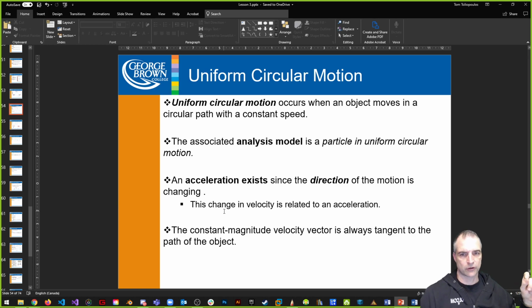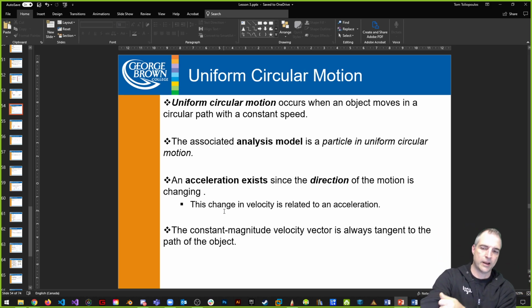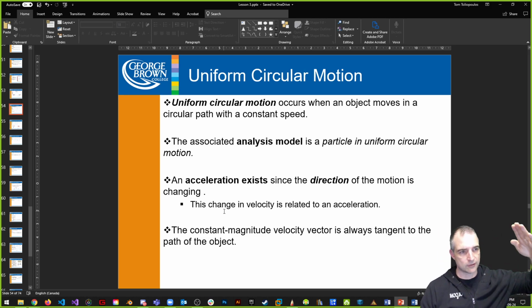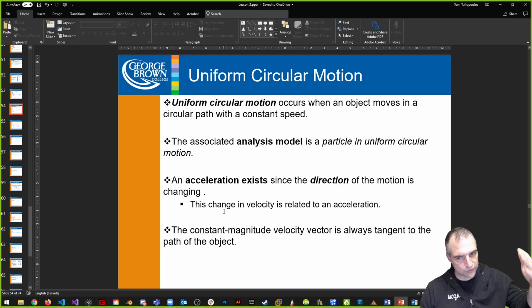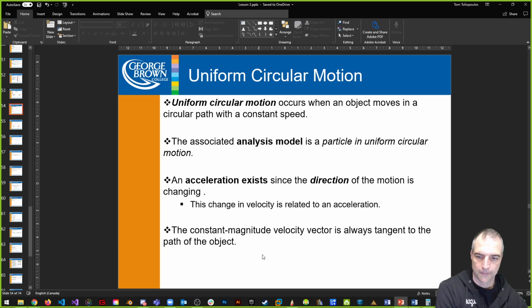Uniform circular motion occurs when an object moves in a circular path with a constant speed. The associated analysis model is a particle in uniform circular motion. Again, we're using the particle model. An acceleration exists since the direction of the motion is changing, the direction being the vector. If my direction keeps changing, then I have acceleration.